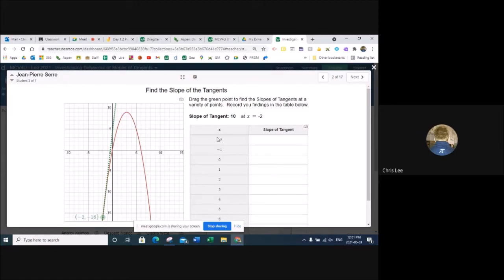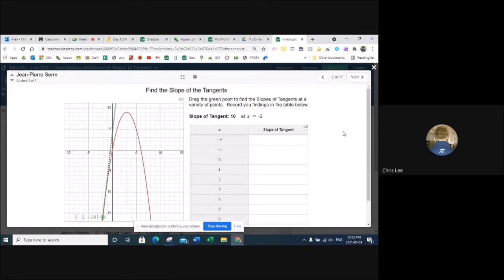So for example, you see that I've got this tangent here that you're going to slide up and down the curve, and you're going to go to different spots. The first spot I'm asking you to go to is -2. So you're going to slide this so that x is equal to -2. There it is, -2.